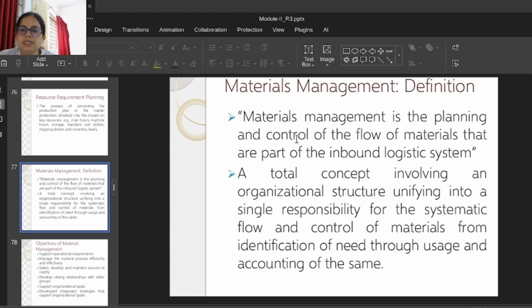A total concept involving an organizational structure unifying into a single responsibility for the systematic flow and control of the materials from the identification of need through usage and accounting of the same. So, how we are going to manage the material throughout the production system, from the procurement to our production system, is called material management.